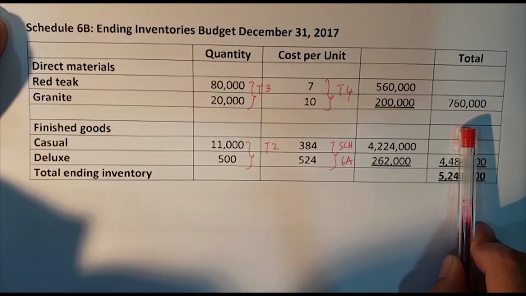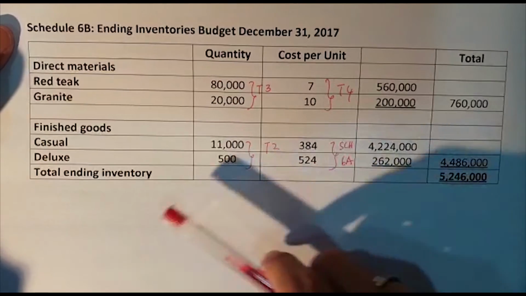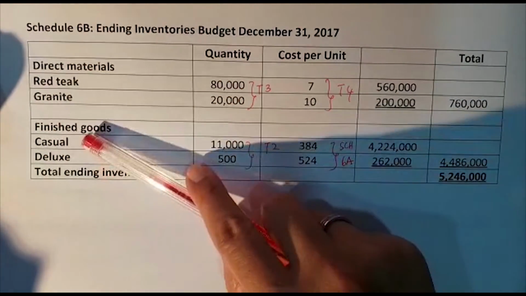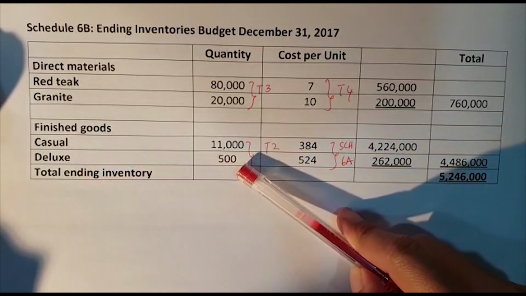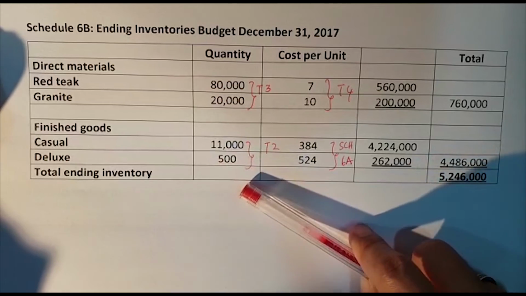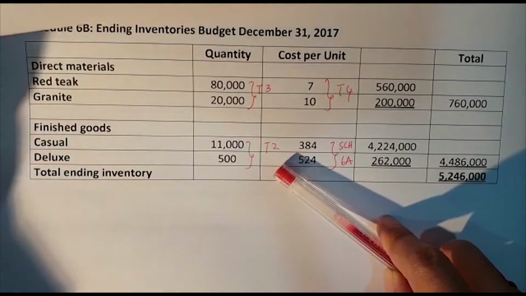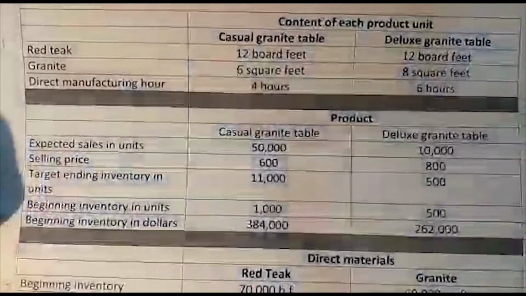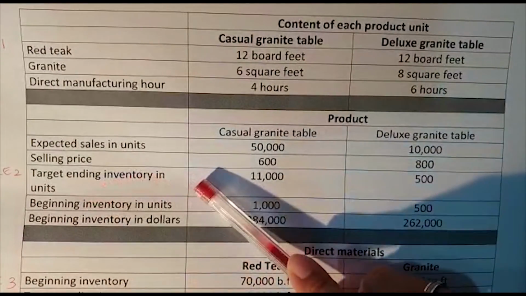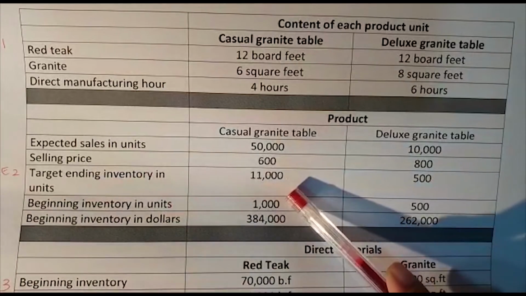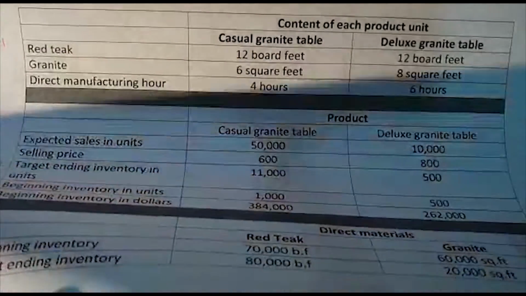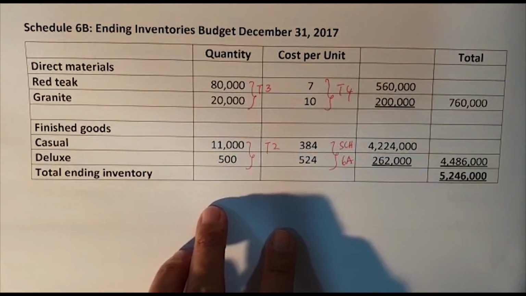be 760,000. Okay, now we look at the finished goods. Obviously, for casual and deluxe, the finished goods are 11,500, as this is also given to us in table 2. If you look back at table 2, this is the target ending inventory in units given to us. The information is 11,500 here for deluxe. So we just put it here in the table.